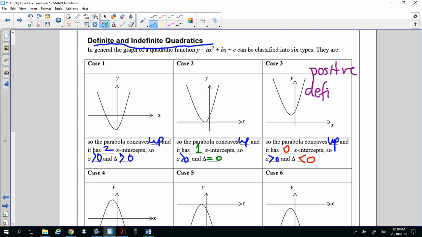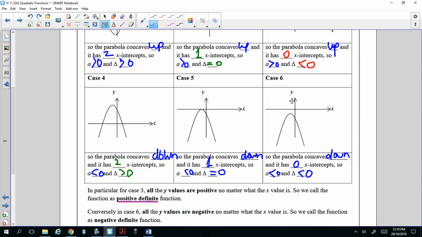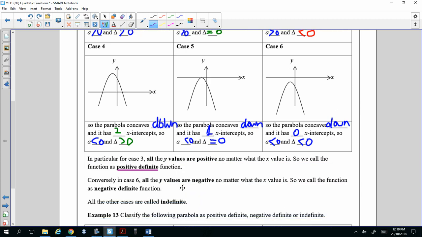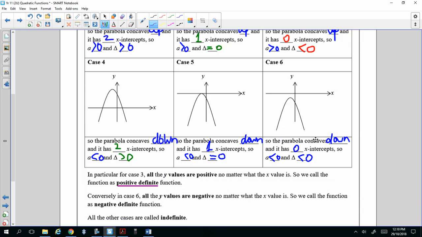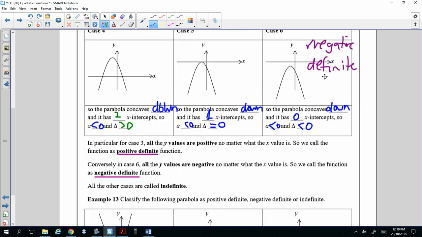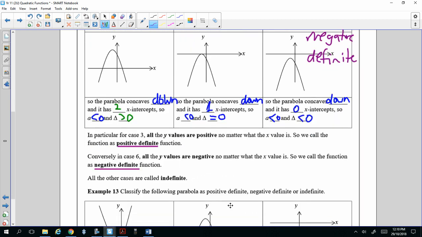And of course, if the parabola is completely below the x-axis, which is case 6, all the y values are negative, we say the parabola is negative definite. Negative definite. If it's neither case 3 nor case 6, we say the parabola is indefinite. Okay, so note the wording.